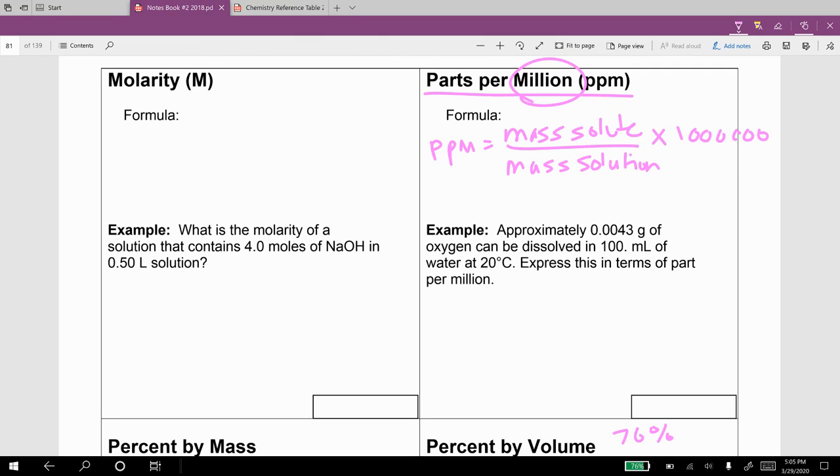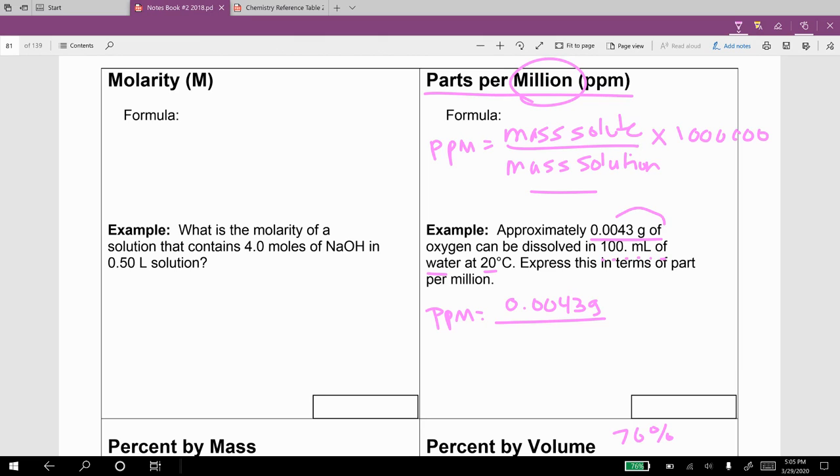Okay? So now let's take a look at our question. We have 0.0043 grams of oxygen can be dissolved in 100 milliliters of water at 20 degrees. Express this in parts per million. So my parts per million is equal to the mass of the solute. Okay, so that's what's being dissolved. 0.0043 grams of that oxygen divided by the mass of the solution.